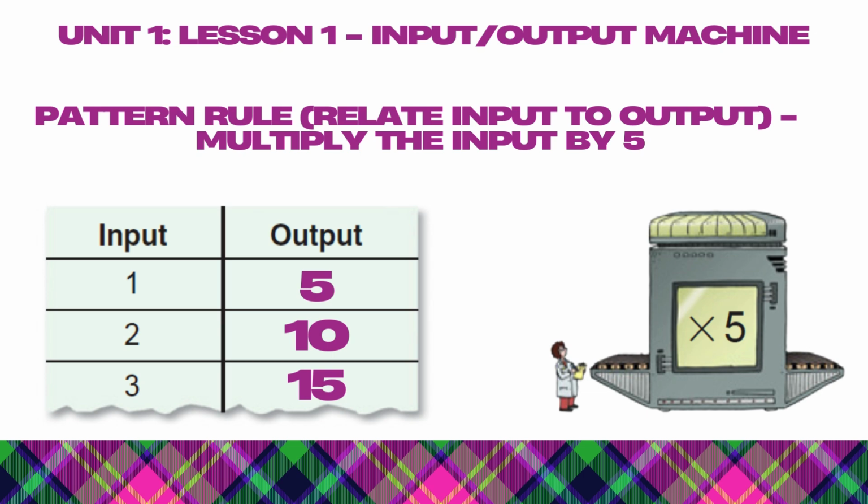The pattern rule is to relate the input to the output. In this case, the pattern rule would be to multiply the input by 5. If the input is 1, when I multiply that by 5, my output would become 5. If the input is 2, and I multiply that input by 5, the output would be 10. If the input is 3, when I multiply that by 5, my output will be 15.